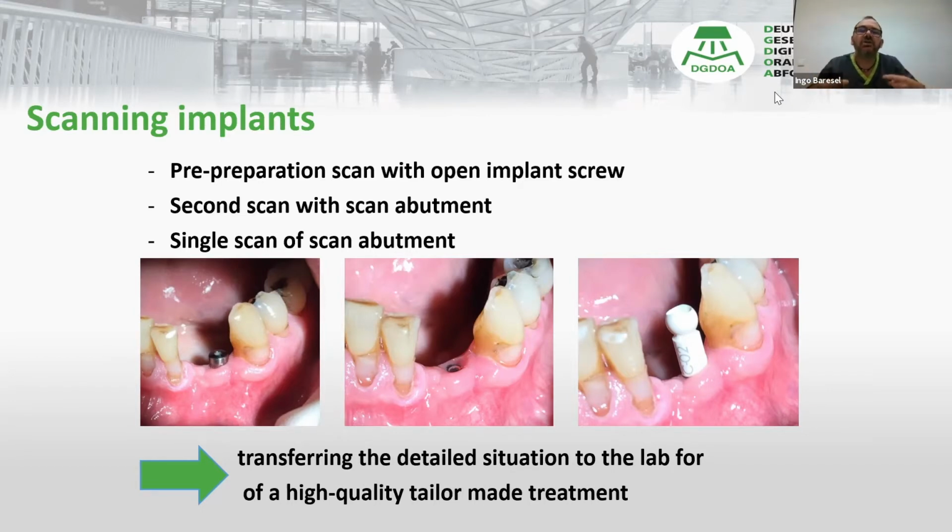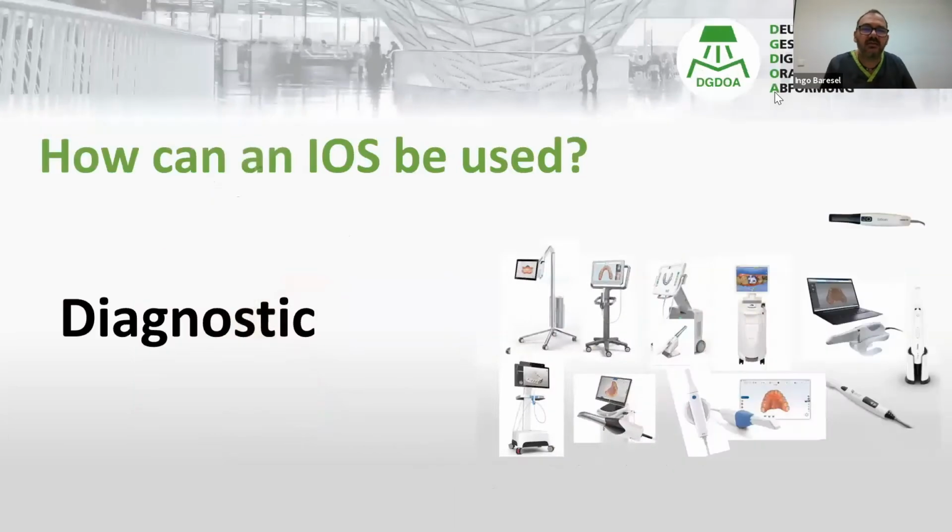Really easy. But you can even scan the emergence profile in a second scan and send even this to the lab. And this makes the lab's life much easier, because when you get your crown back, you will not have that much pressure on this area, because the lab now has additional information about the gingival surroundings, about the emergence profile. And as we all know, we have to care very much about the emergence profile. This should not have pressure, because otherwise we will get problems with the implants. So it's quite easy to get new information to the lab with just a few seconds of scanning.